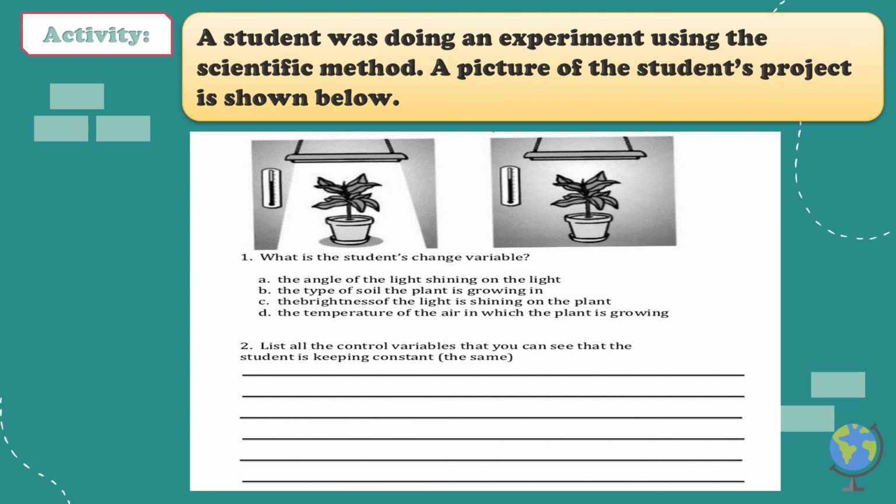Okay, class. Now, let's go to your activity. A student was doing an experiment. Now, look at the picture. Experiment using the scientific method. A picture of the student's project is shown below. Do you understand, everyone? Okay, very good. There you have it. I will discuss all the written answers once everything goes back to normal.